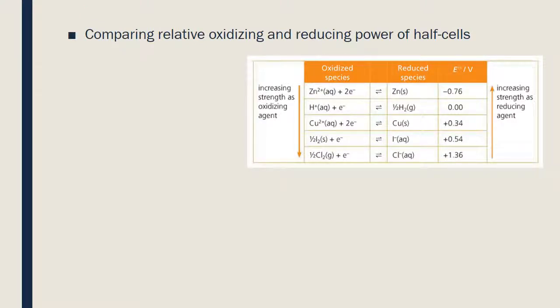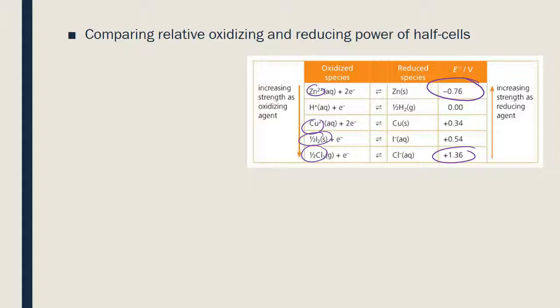The last calculation or idea which we're going to look at is comparing relative oxidizing and reducing powers of half cells. If you look at our series here, okay, so we have zinc, we've got copper, right? And then you've got your iodine and you've got chlorine. So we have our metals and nonmetals. So our metals decrease in their E theta values. They become a stronger reducing agent. So the more negative a metal is, the better reducing power it has. The more positive value it is, the more oxidizing power it has.